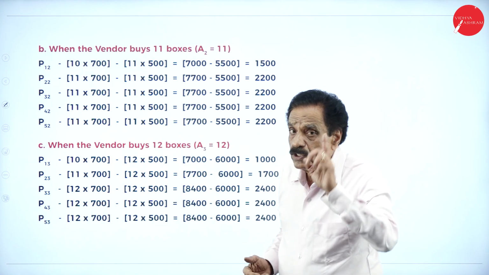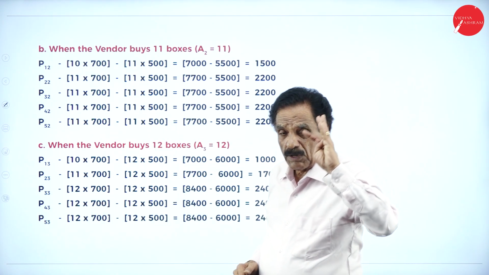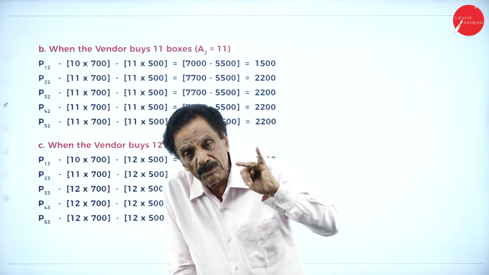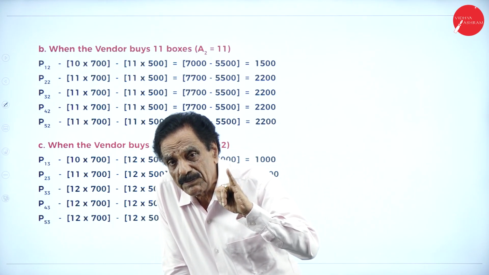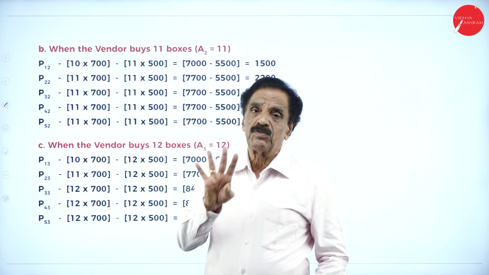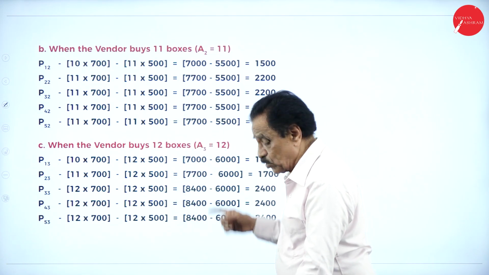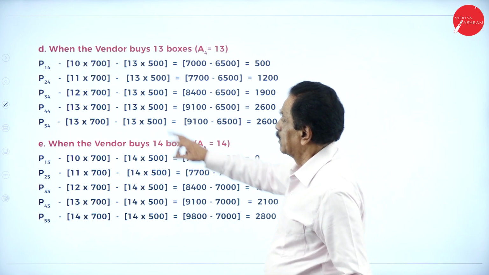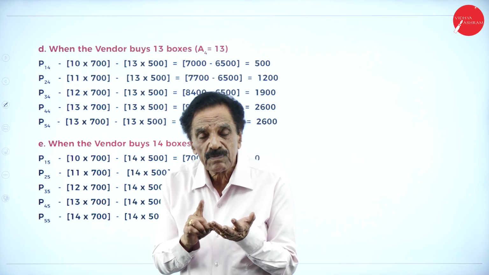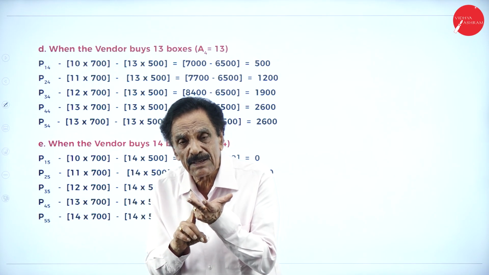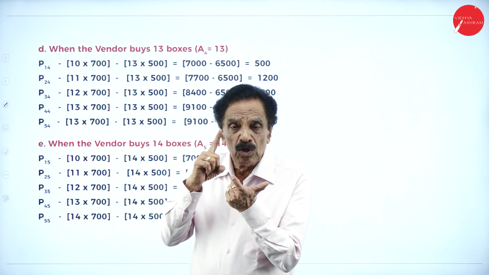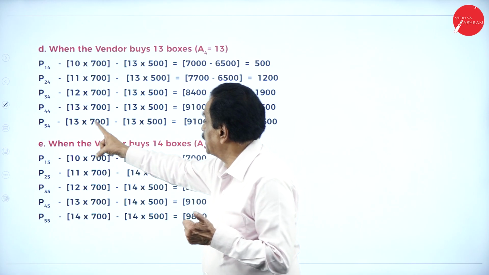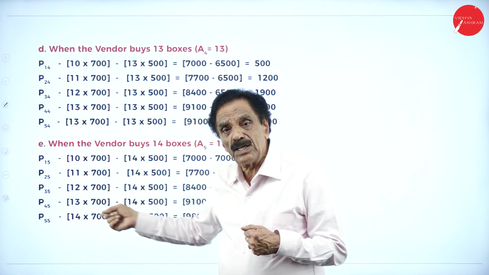Here, 12 into 500 four times, you have to write. This goes to A3. When you go for A4, here you must be careful: 10 into 700, 11 into 700, 12 into 700, 13 into 700.